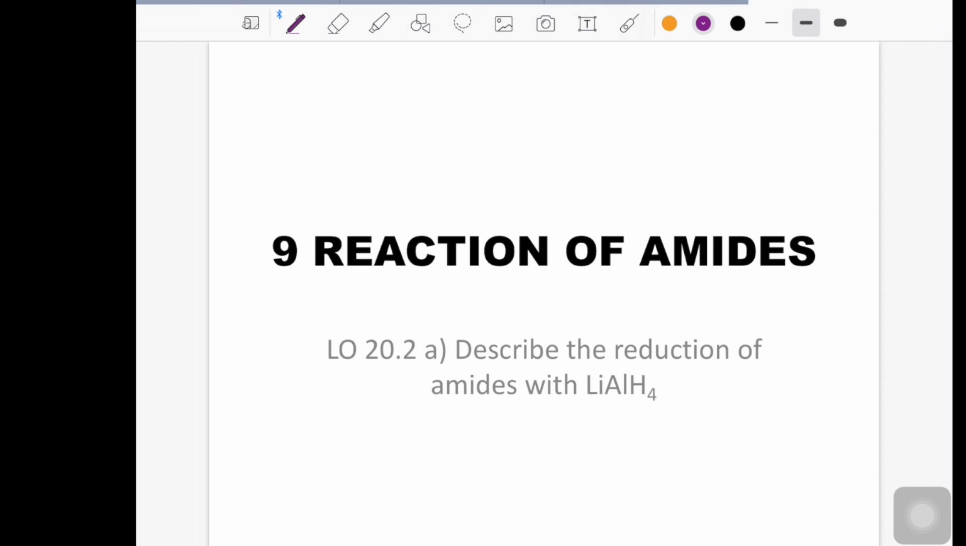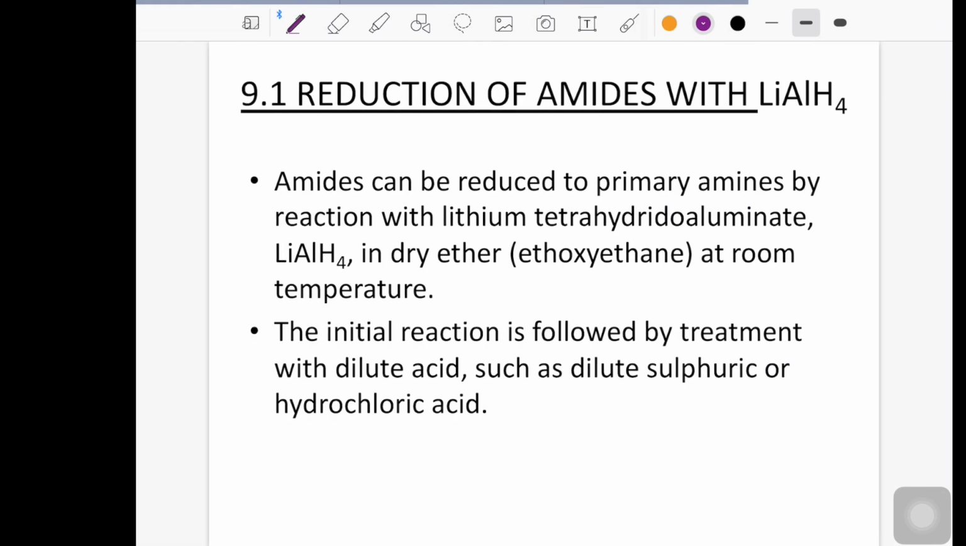This is the reaction that we looked at in this topic on how to produce amines. Amides can be reduced to primary amines by reaction with lithium tetrahydroaluminate, lithium aluminum hydride, LiAlH4. You don't have to worry about memorizing the name. The solvent is dry ether, at room temperature, because it's already a strong reducing agent.